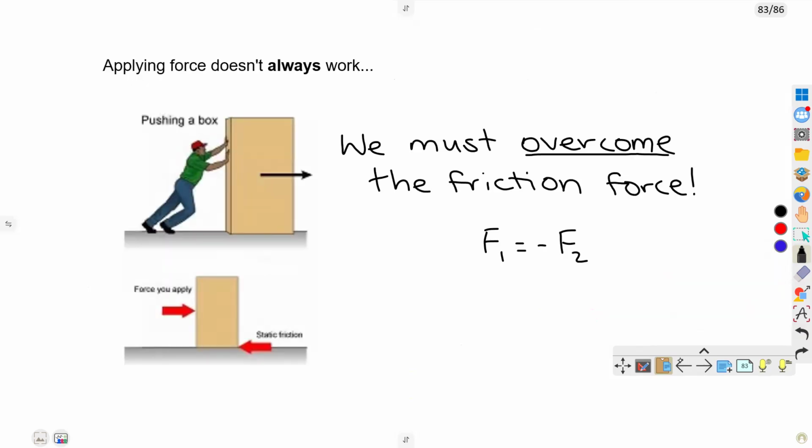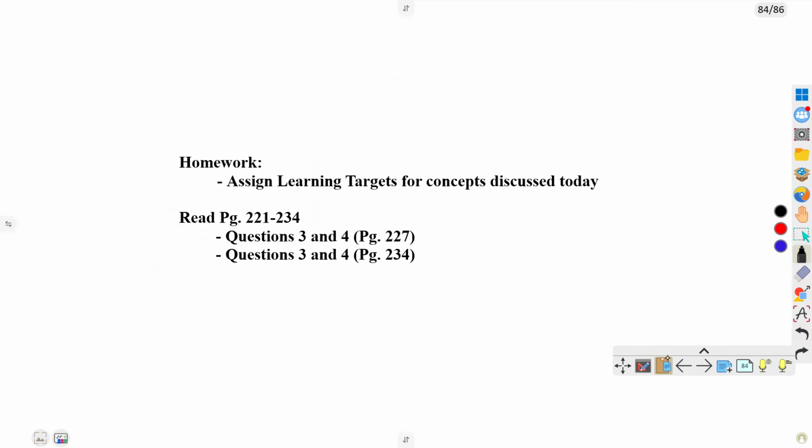Okay. Now, applying force doesn't always work to move an object. This means we need to overcome the frictional force. So static friction must be overcome by the force that you apply. Otherwise, the box will not move.